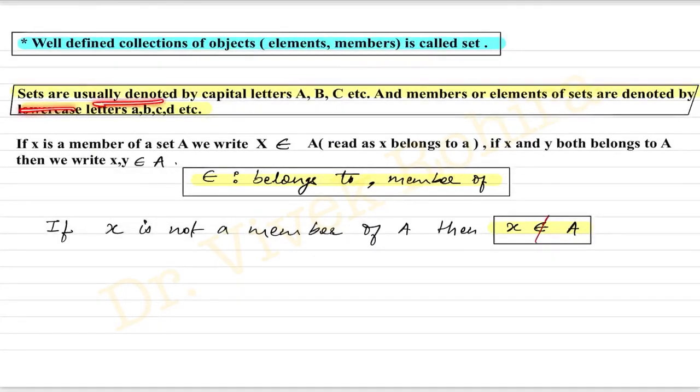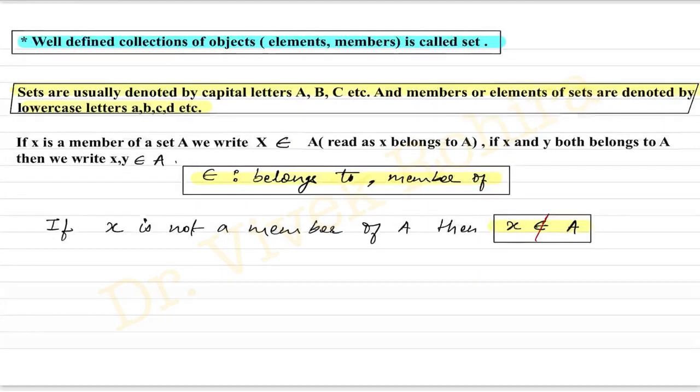Sets are usually denoted by capital letters, capital A, capital B, capital C, etc. and members or elements of sets are denoted by lowercase letters, that is small a, small b, small c, small d, etc. If x is a member of set capital A, then we write x belongs to A. This epsilon sign shows belongs to, or a member of. Read as x belongs to A.